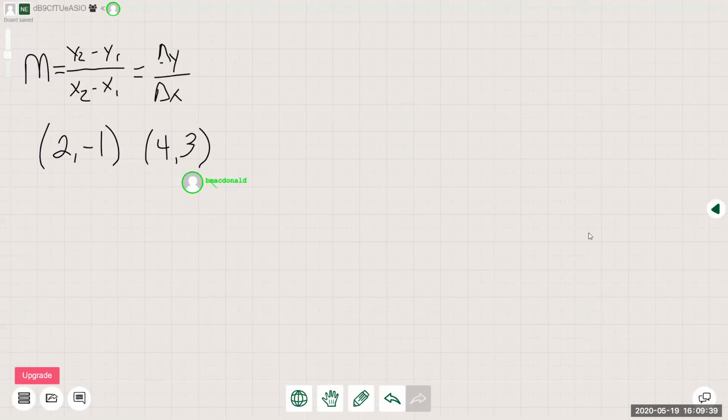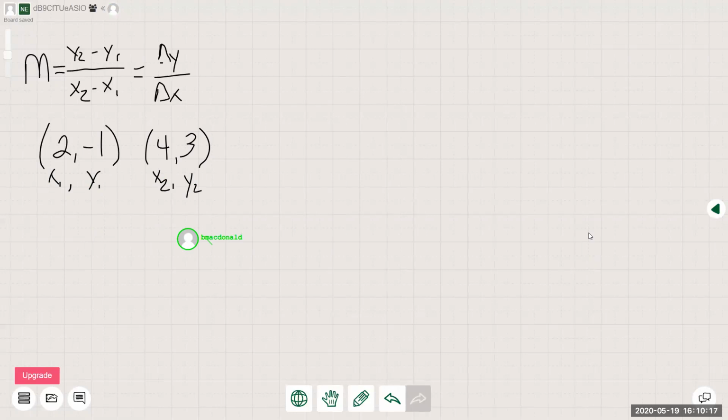So what I first want to do is identify what number corresponds with what variable in the equation. So this is our first ordered pair, so this is going to be x1, y1. And this is going to be x2, y2. Okay, so looking at this, we want to look at our equation.